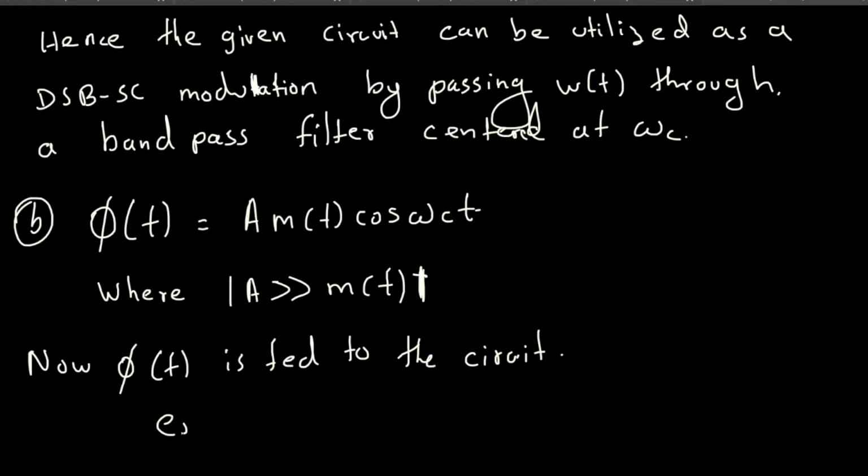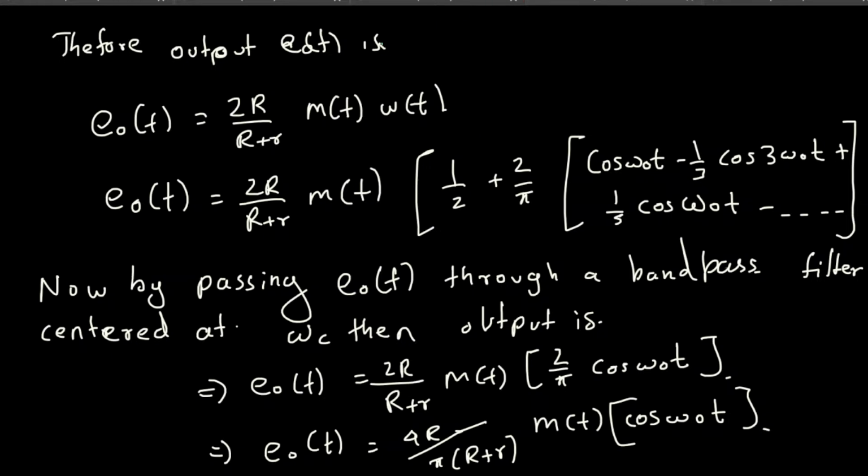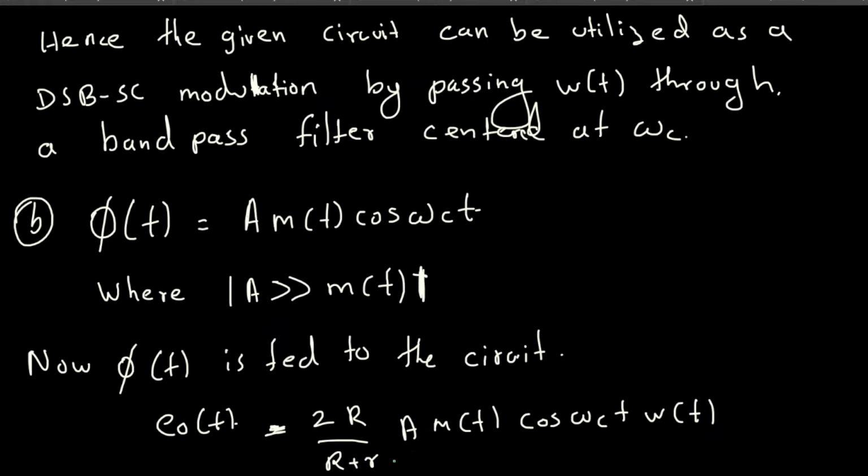so now we are going to have E naught of t, that is 2R over R plus R times A m of t cos omega c t W of t. Okay, this is the equation we derived in the last question. If you look, this is the equation E naught of t equals 2R over R plus R, m of t, W of t. And here it's the same thing, but the only difference is we are going to have a cos omega c t with that.